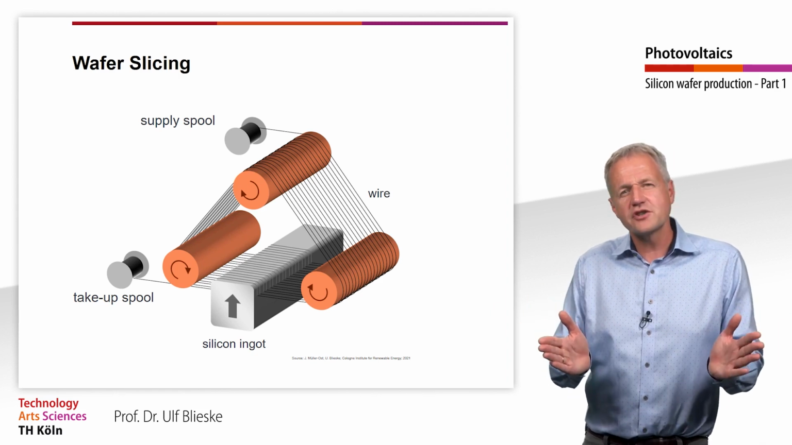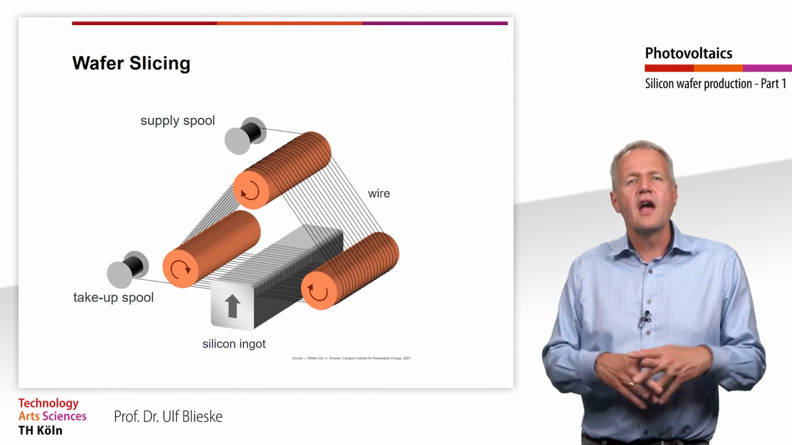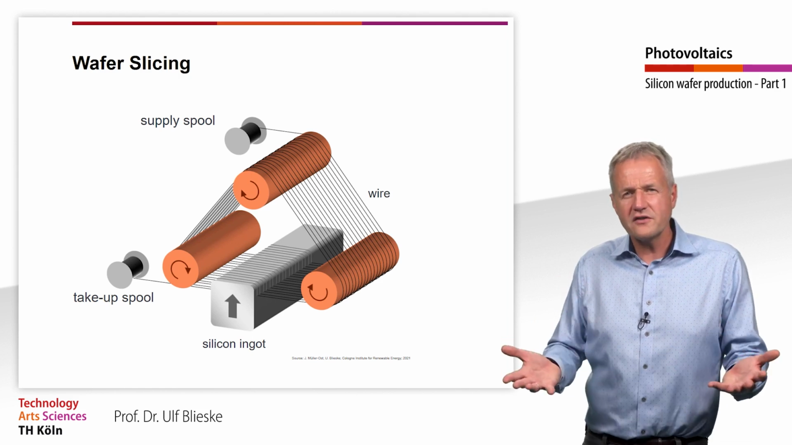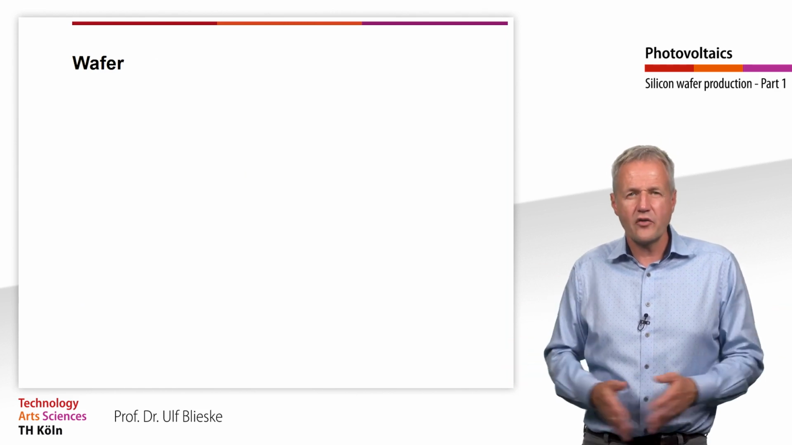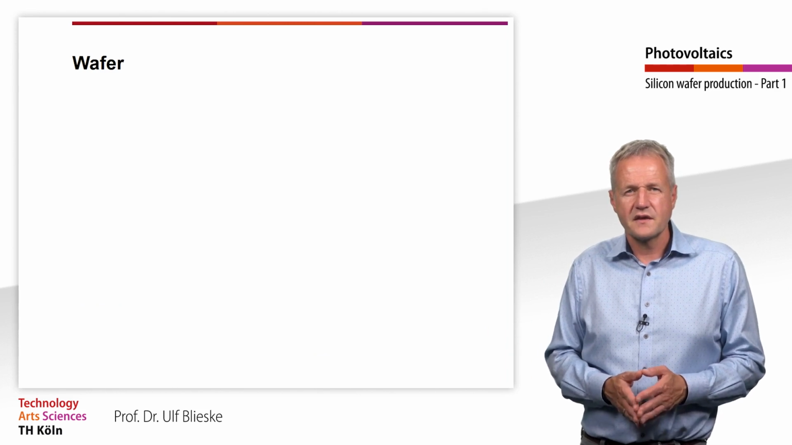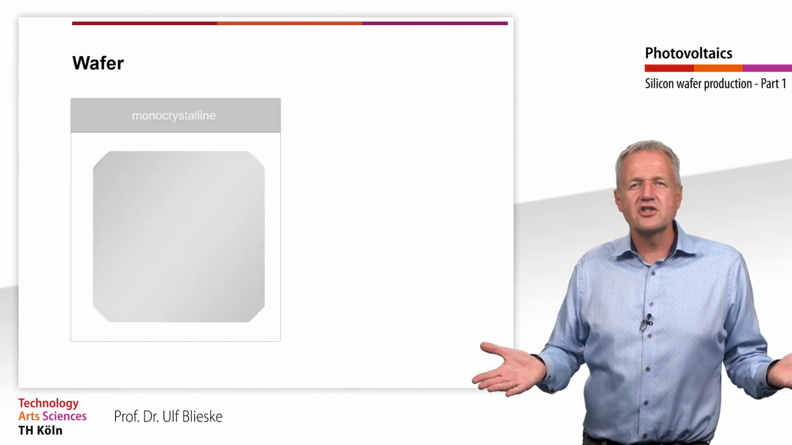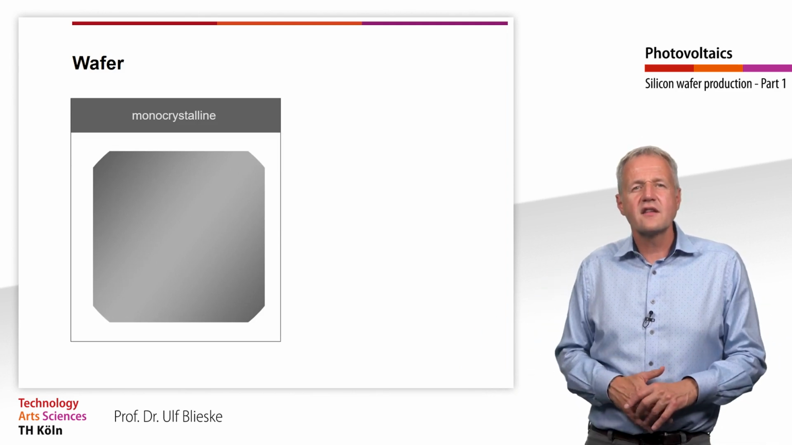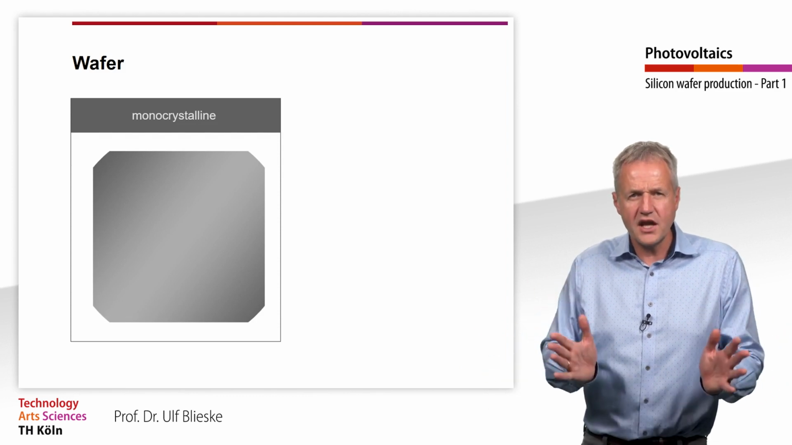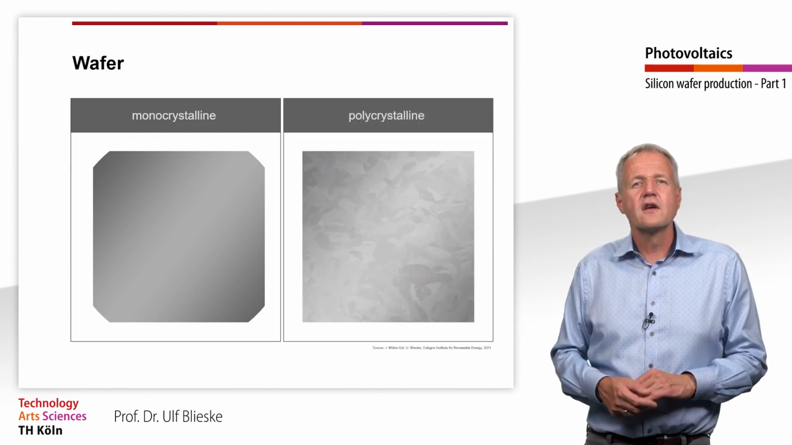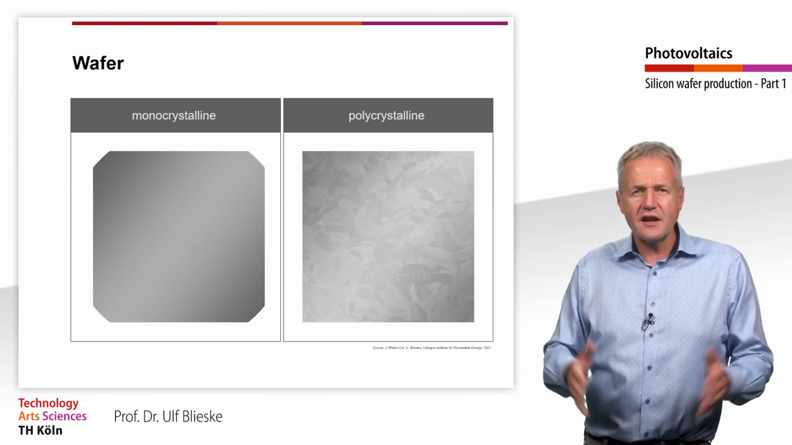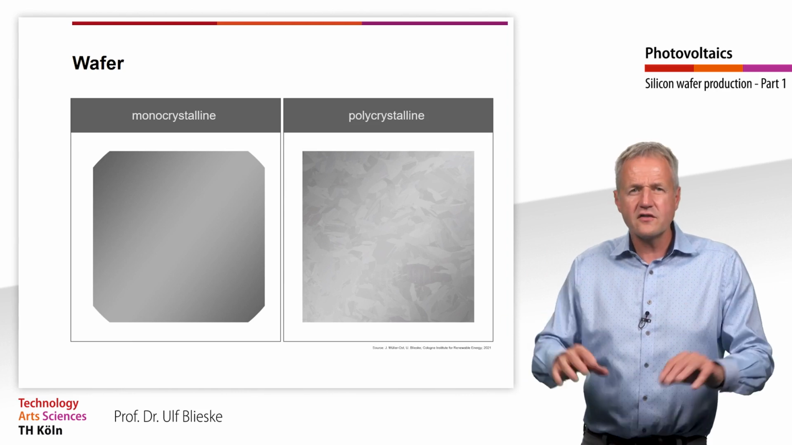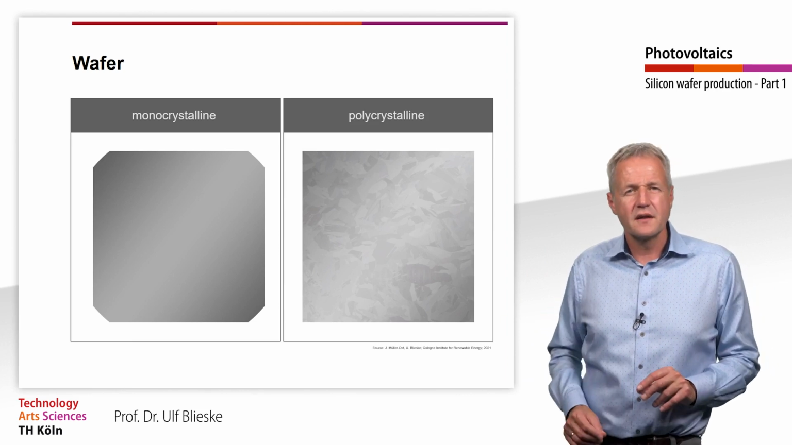Wire diameters of around 60 micrometers and wafer thicknesses of 180 micrometers are common. For comparison, a sheet of paper is 120 micrometers thick. The finished wafers clearly show the starting material. Wafers made of monocrystalline silicon have a so-called pseudo-square shape and a uniform surface. Wafers made of multicrystalline silicon can be recognized by their square shape and the irregular surface on which the individual crystals are visible.